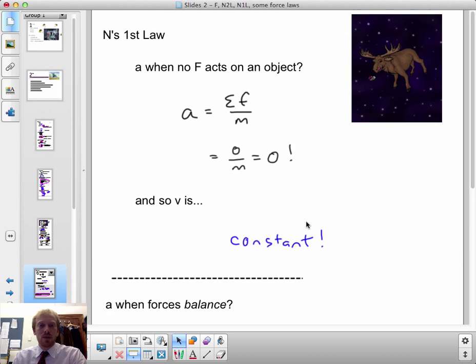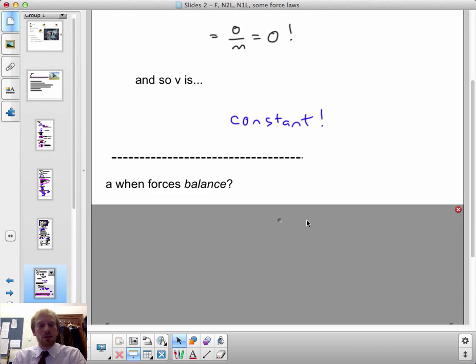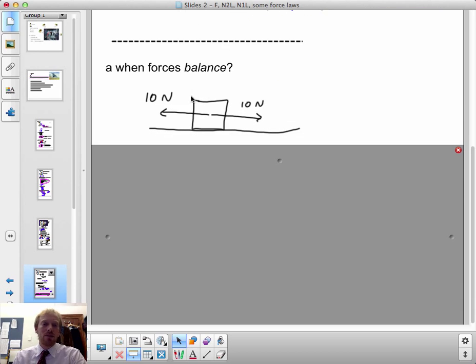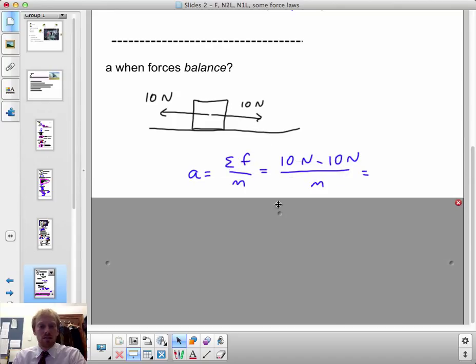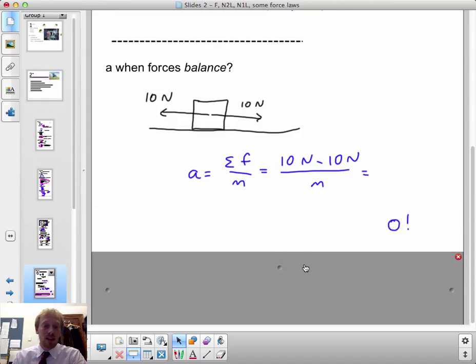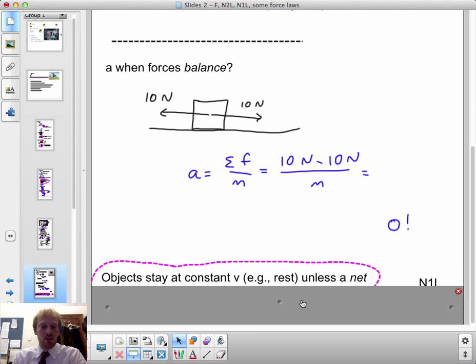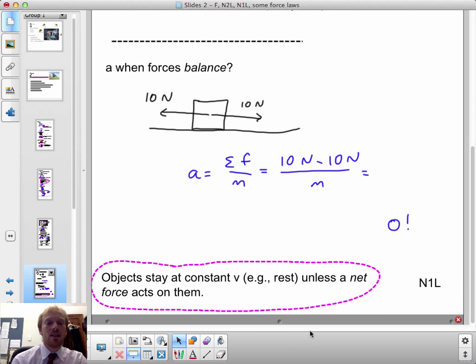What about when forces act on an object, but those forces balance or cancel out? For example, if I have this block here and there's a 10 Newton force to the left on it, and a 10 Newton force to the right exerted on it. Well, I guess this rightward force cancels with that leftward force, and again, there's no acceleration, and so the velocity is again constant. When you combine these observations, you get Newton's first law, which says that an object will stay at a constant velocity unless a net force acts on it. Here, there were forces acting on this block, but there was no net force.